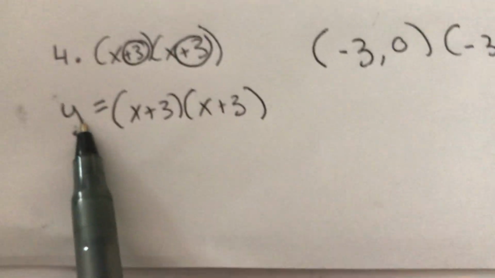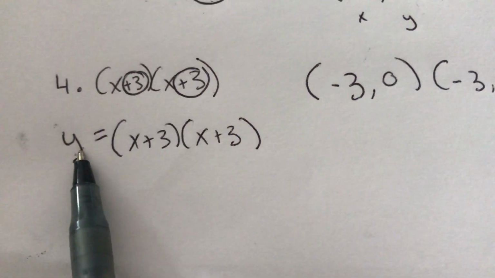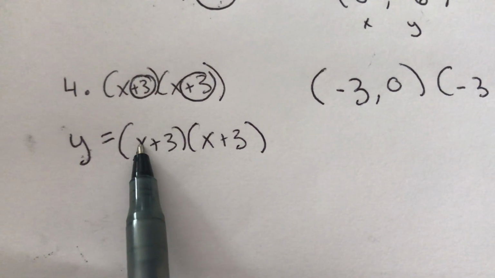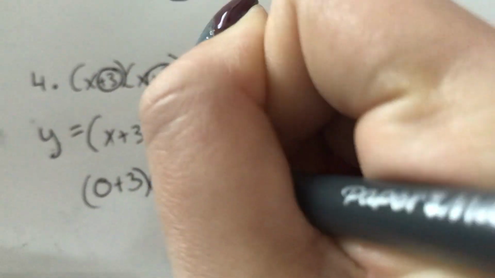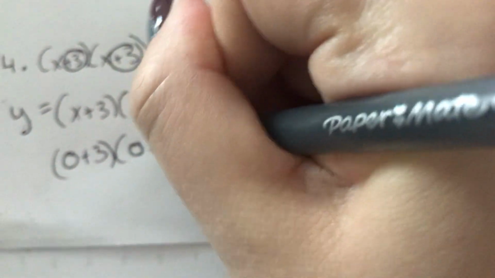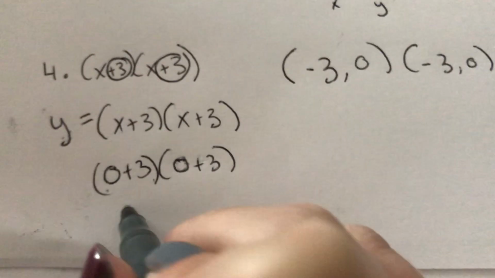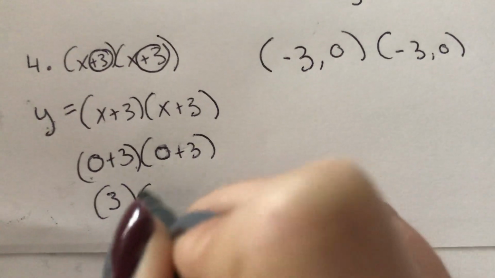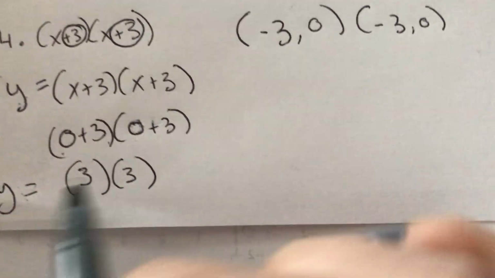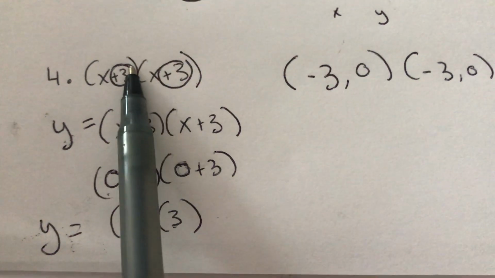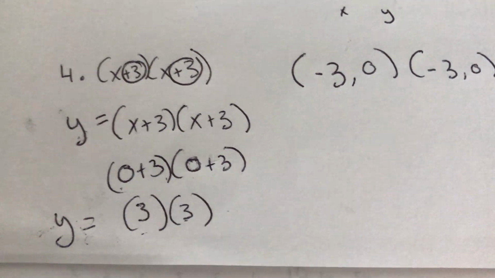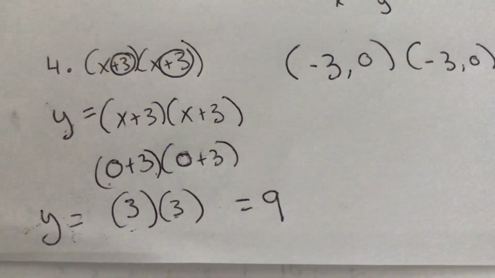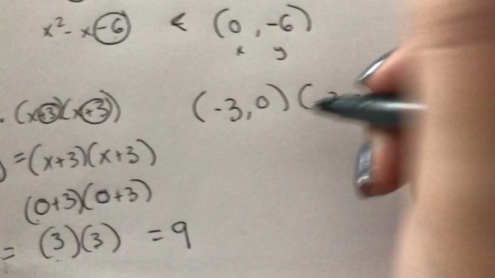So if I'm looking to solve for the y-intercept and I know at the y-intercept x is 0, all I have to do is plug 0 into my x's. So I have 0 plus 3 times 0 plus 3. 0 plus 3 is just 3, and 0 plus 3 is just 3. So I know y is equal to 3 times 3. Essentially, you can ignore the x's and just multiply the two values together to find your y-intercept. 3 times 3 equals 9. So I know I have a y-intercept at 9.